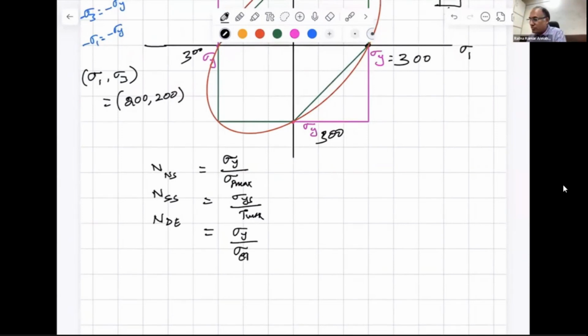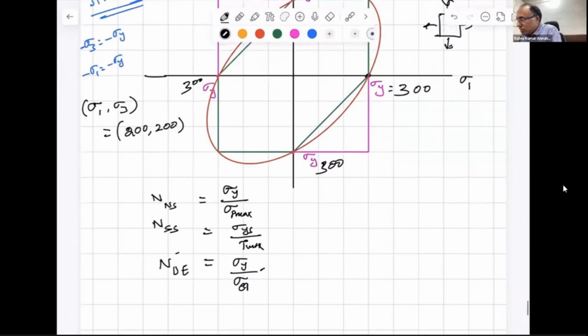That is our definition of factor of safety, isn't it? Are there any questions? There are no questions. Now, according to normal stress theory, what is the yield strength of the material? 300. What is the maximum principal stress? 200. So 1.5. That is the factor of safety.